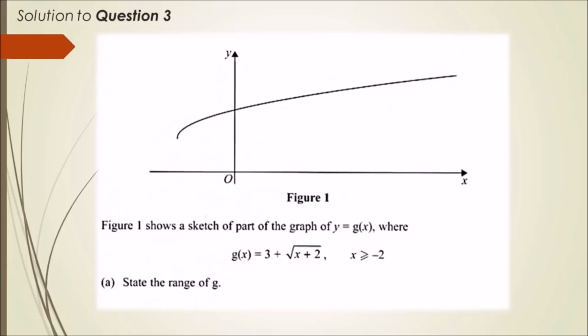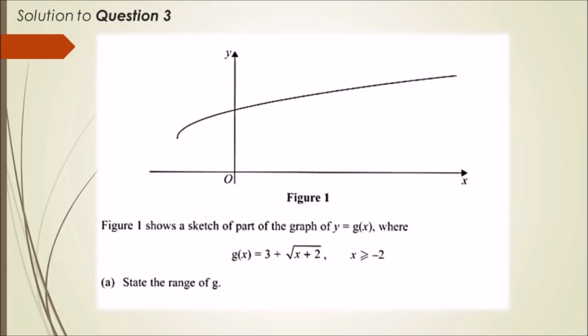So looking at the figure, it states that figure 1 shows a sketch of part of the graph of y equals g(x), where the function g(x) is given by 3 plus the square root of x plus 2. And this is valid for x greater than or equal to minus 2. Part A: state the range of g.